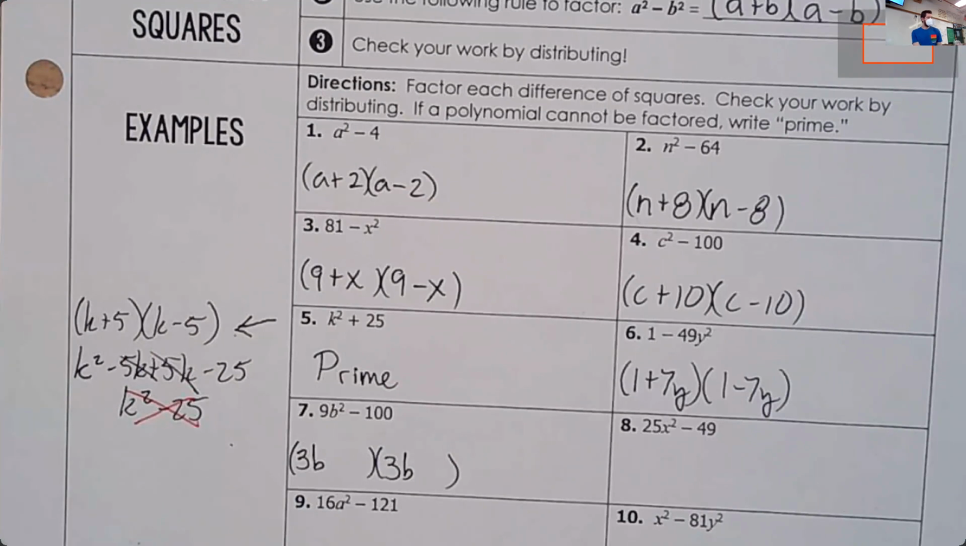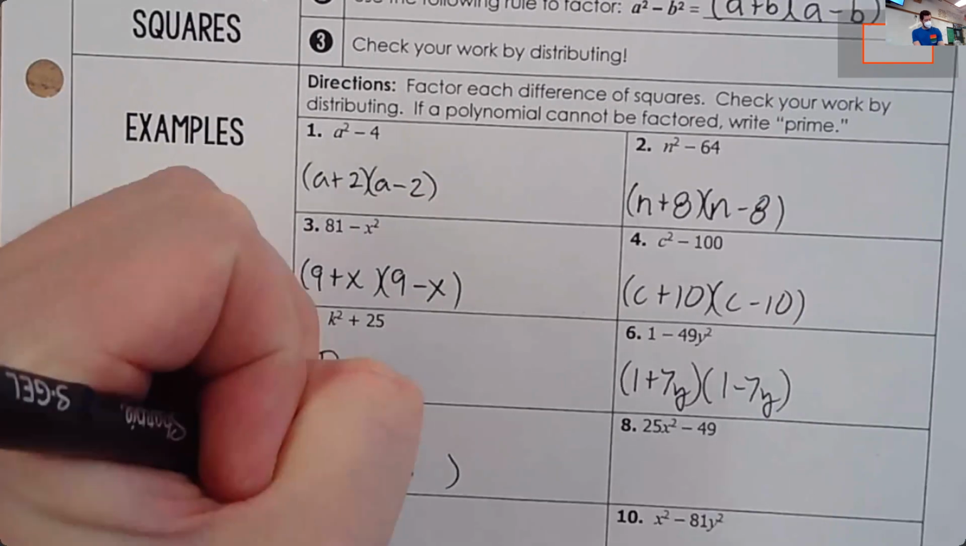What number times itself equals 100? How about that? Lou, can you help out? What number times itself equals 100? There you go. So 3b plus 10, 3b minus 10.